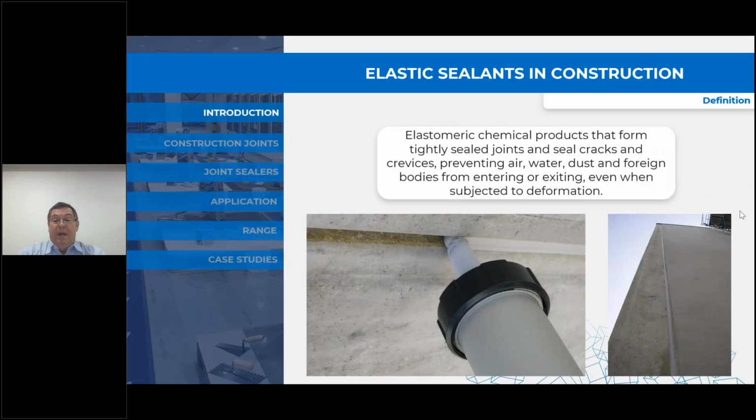When we talk about elastic sealants, we mean elastomeric chemical products that form tightly sealed joints and seal cracks and crevices, preventing air, water, dust and foreign bodies from entering or exiting, even when subjected to deformation.